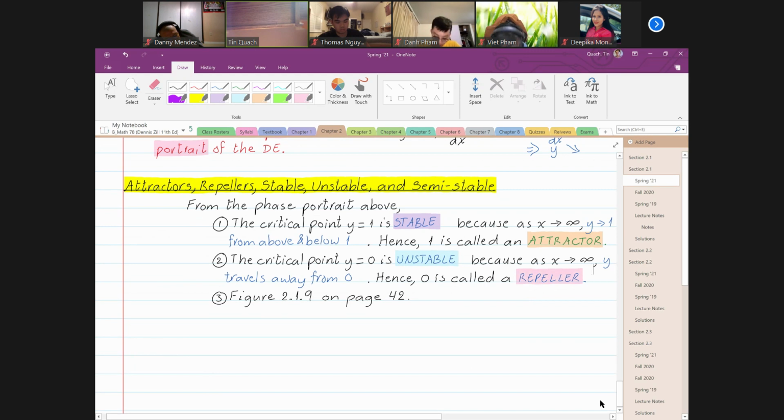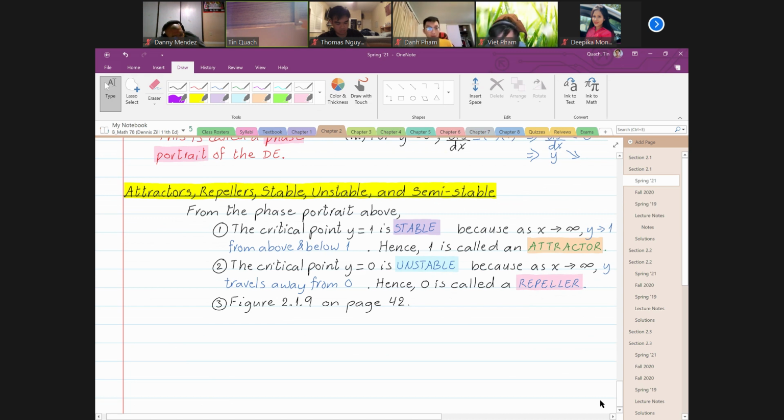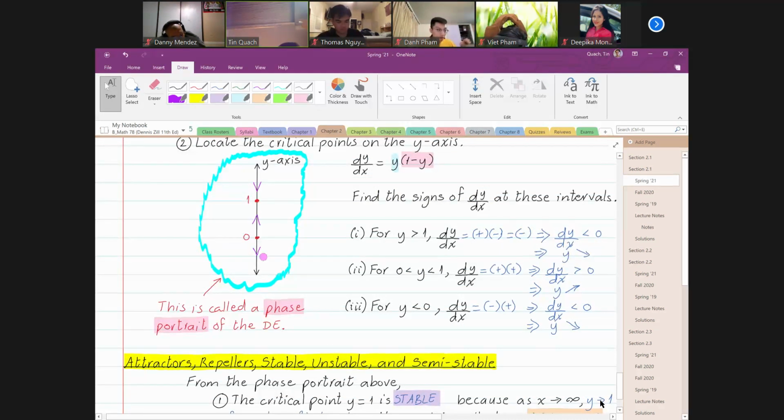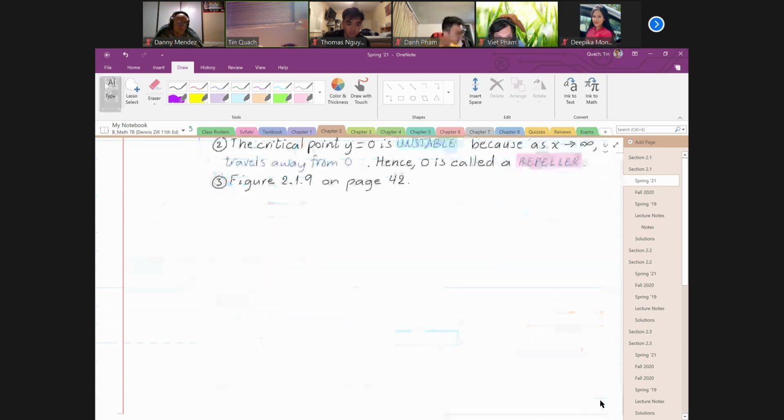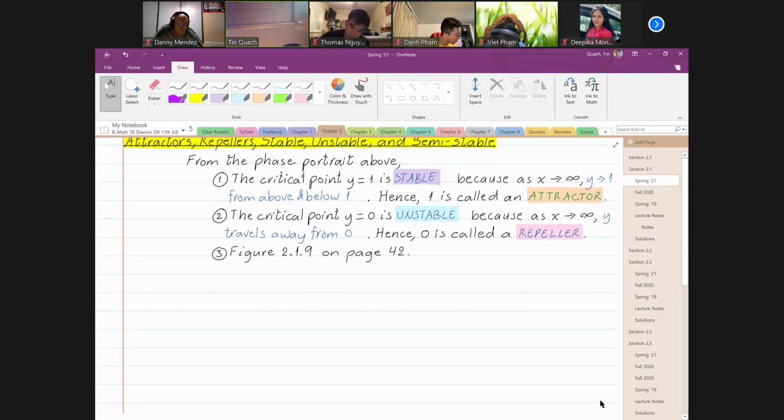Okay, so now I would like to take you to figure 2.1.9 on page 42, so I can show you more about being semi-stable, because we don't have that here. Being semi-stable or semi-unstable is when the y values pass through the point instead of getting closer from both ends, and it continues to pass through. So we call it semi-stable or semi-unstable, same thing. With that said, we are done, okay?